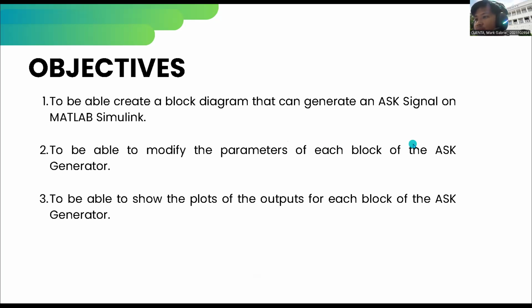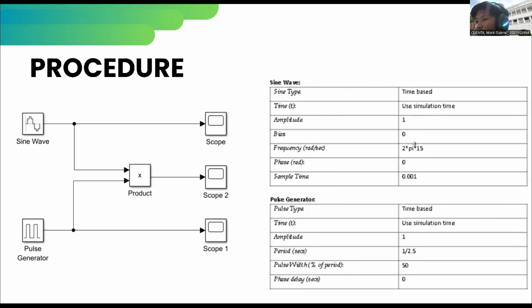Moving on to the procedure followed in performing the simulation and implementing the ASK modulation. This procedure includes configuring the message signal, carrier signal, and modulation blocks before observing the waveform.